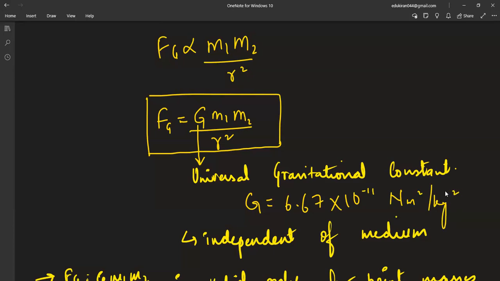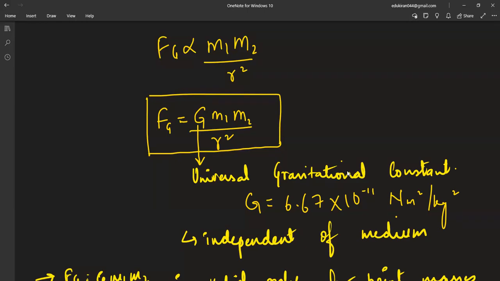For a second, you can forget the units also, because you will be able to derive the units from the formula. But this value, you will have no option in the exam. And this is independent of medium. That's why this is called the universal gravitational constant. This is a universal law.